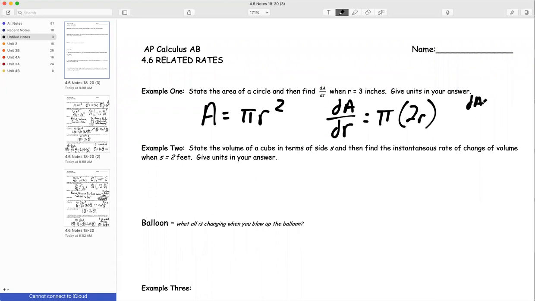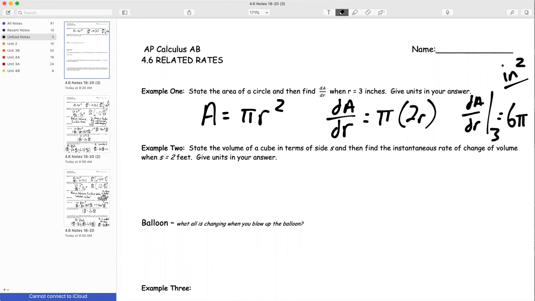So I'm going to write it in this notation. I've got dA/dr of 3. And so I take 3 and plug it in. So that would give me 6 pi. And let's not do something careless like leave off the units, right? When they say to include the units. And so the area is measured in inches squared. I ran out of room there, so inches squared.